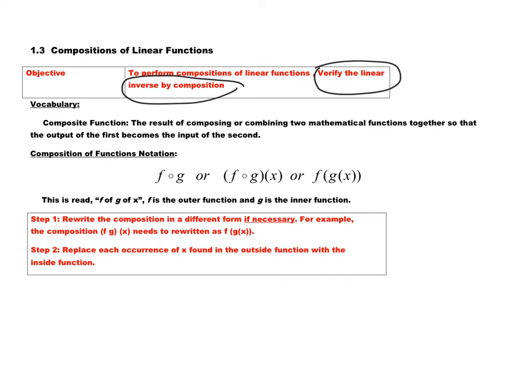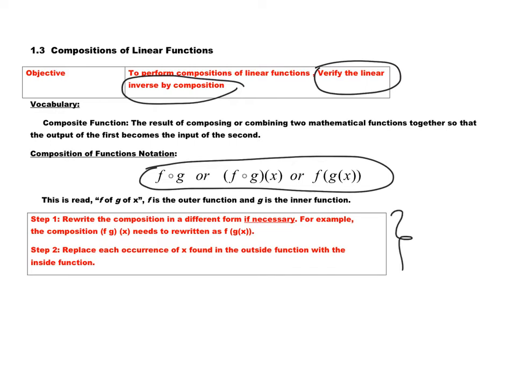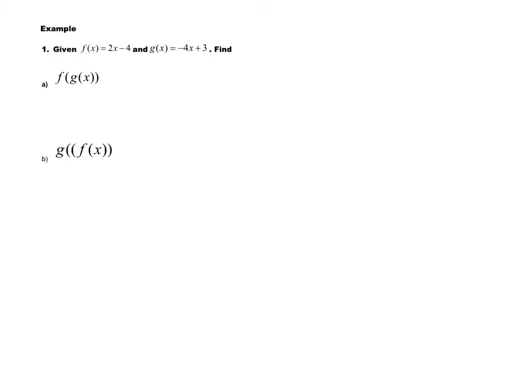A composite function is the result of composing or combining two mathematical functions together so that the output of the first one becomes the input of the second. And this is the notation that you're going to see. We read all three versions as f of g of x. And here we have the steps that we are going to follow when we do the examples. So follow along with me.